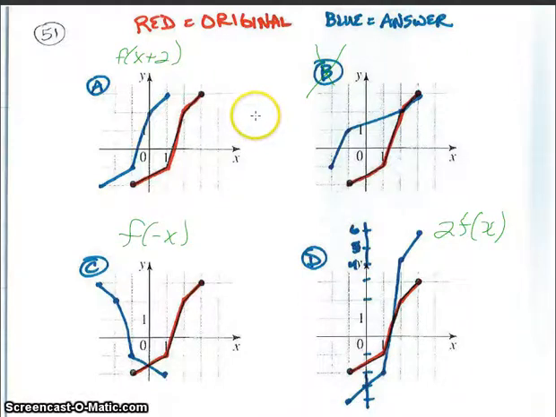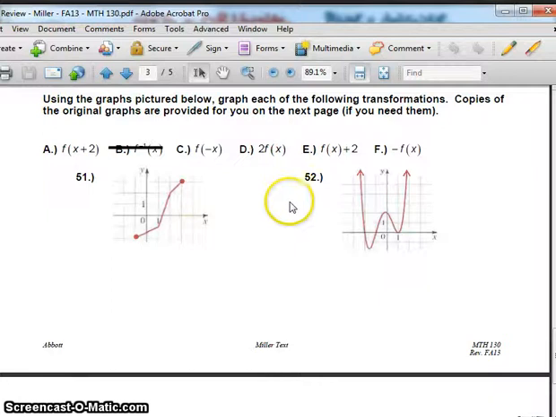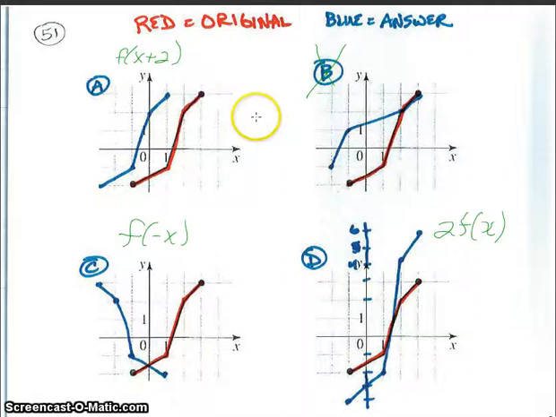Alrighty, let's talk about translations. I'm using number 51 from our review sheet. Here's 51 and 52. I'm going to do problem number 51, A, C, D, E, and F. What I have here is the answer, so you may want to open up the answer key and look at this with me.